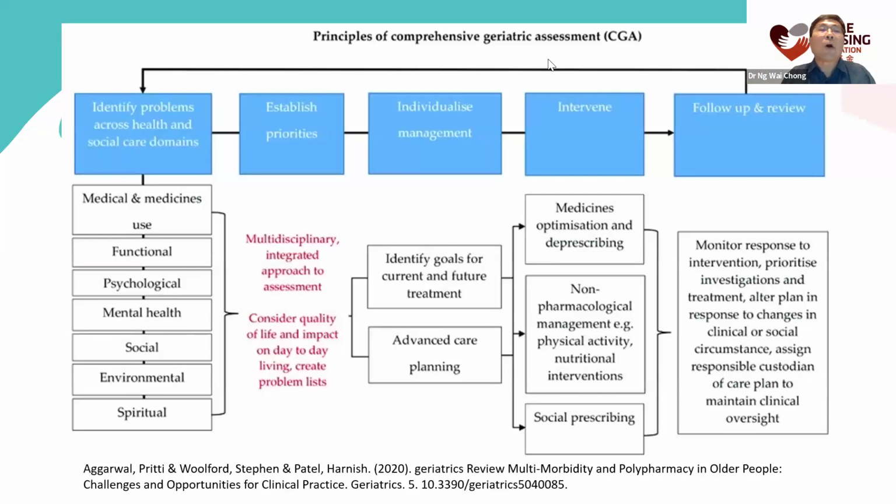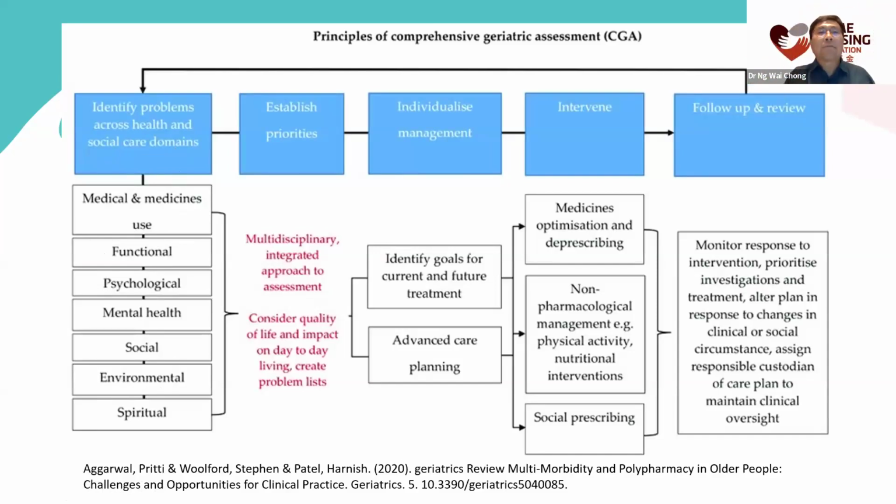You look at the far left column, identifies problems across health and social care. So you can see medical and medicines use, functional, psycho, I suppose we include cognitive and mood. Mental health is mood or cognitive and mood, social, environmental, and spiritual. So this is bio, psychosocial plus spiritual. Environmental, sometimes people subsume under psycho. Economic is under environmental. So you can see it is multi-domain.